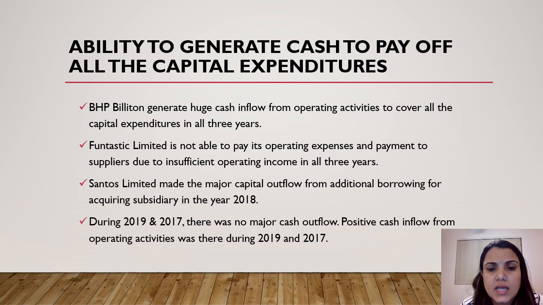BHP Billiton generates huge cash inflow from operating activities to cover all the capital expenditure in all 3 years, whereas Fantastic Limited is not able to pay its operating expenses and payment to suppliers due to insufficient operating income in all 3 years. Likewise, Santos Limited made the major capital outflow from additional borrowing for acquiring a subsidiary in the year 2018. During 2019 and 2017, there was no major cash outflow. Positive cash inflow from operating activity was there during 2019 and 2017.